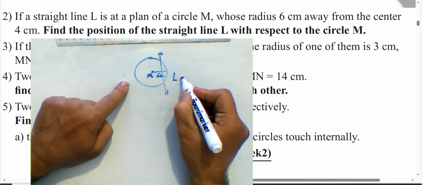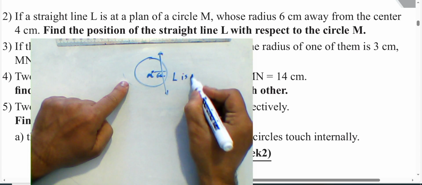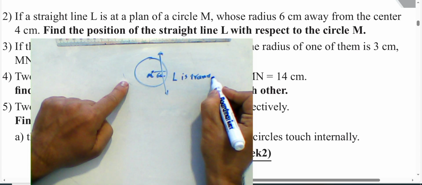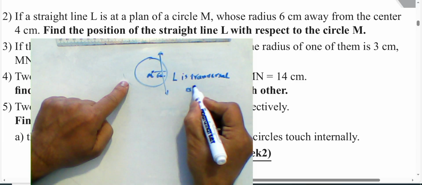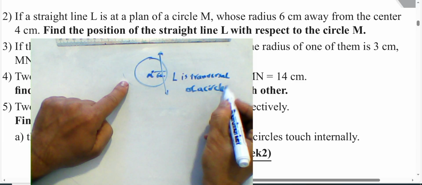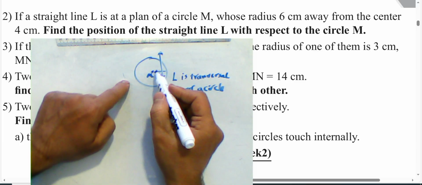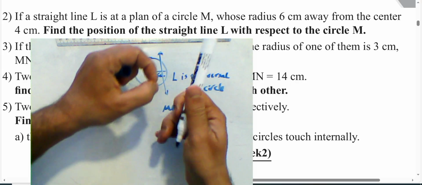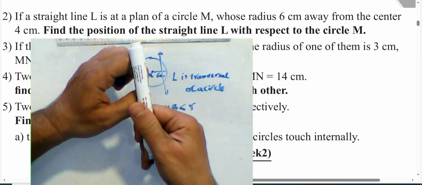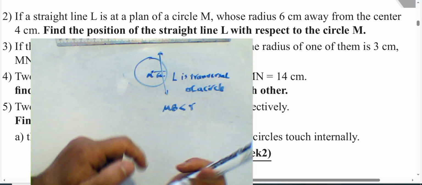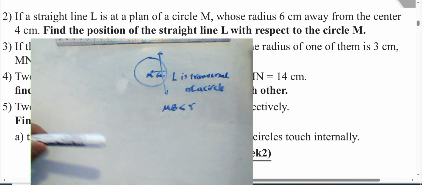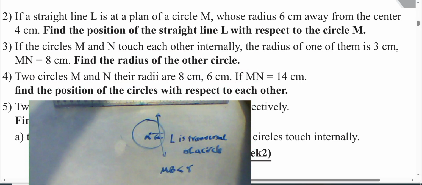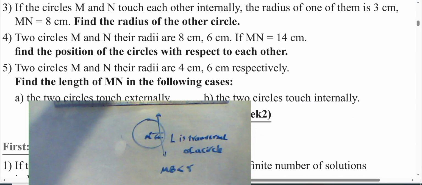Then the L will be transversal of the circle. Understood? It's transversal. Why? Because the distance between M and B is less than the radius. Less than the radius, it will cut the circle in 2 parts. We call it transversal of the circle. Okay, it's transversal. Next question, number 3.